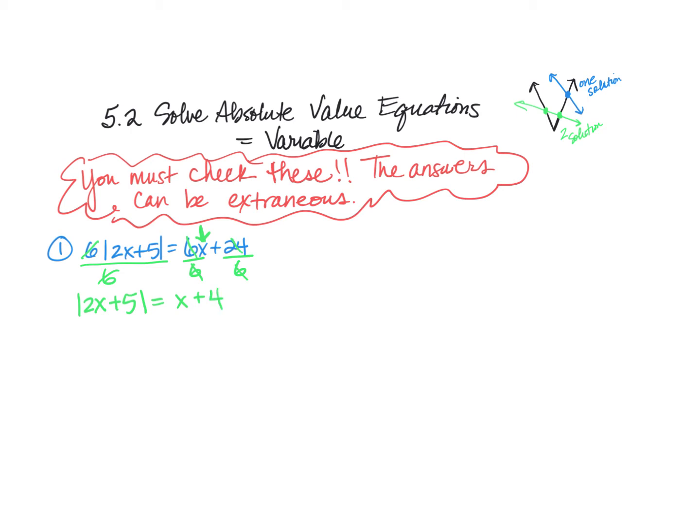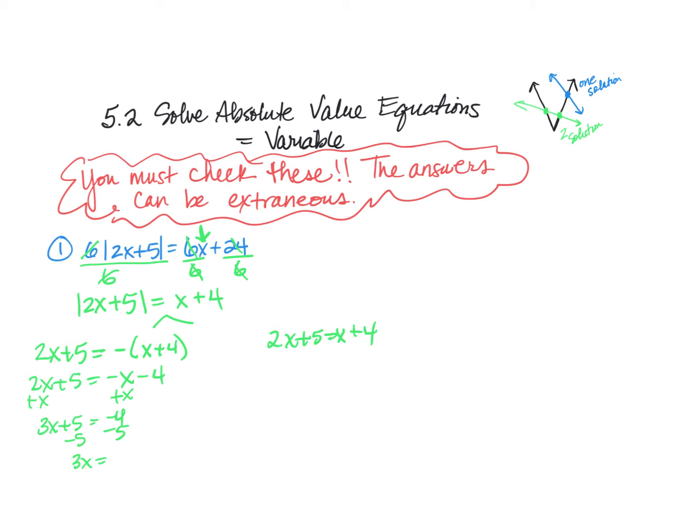All right? Now I've isolated that absolute value, and now I'm going to do exactly what we've done before, where we split them up. So look at this. I'm going to do 2x plus 5 equals x plus 4, just straight the way it looked. And then I'm going to come over here. On the left, I'm changing the signs. So I have to do 2x plus 5 equals negative x minus 4. And now I'm going to clean it up. I'm going to add x to both sides. So I have 3x plus 5 equals negative 4. Subtract 5. 3x equals negative 9. So x equals negative 3.